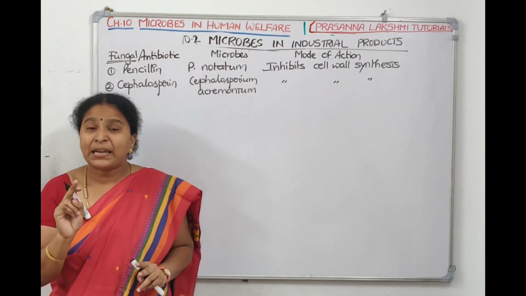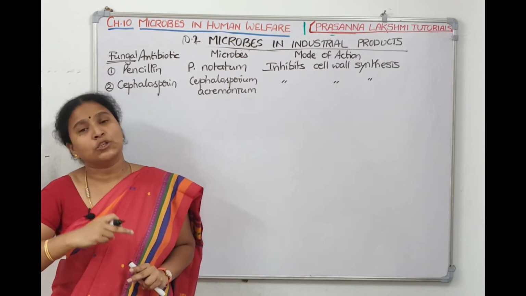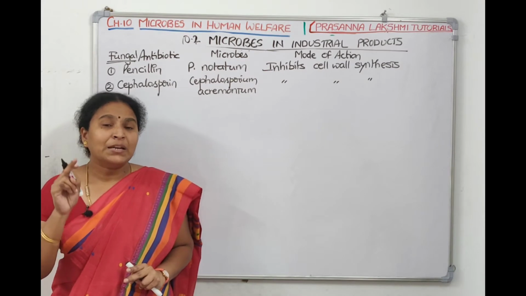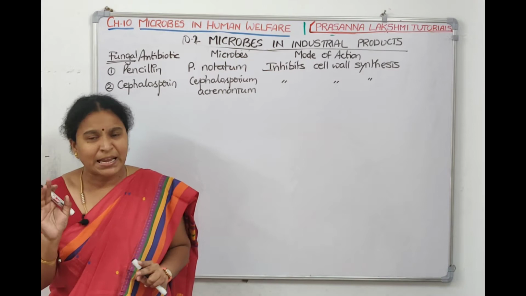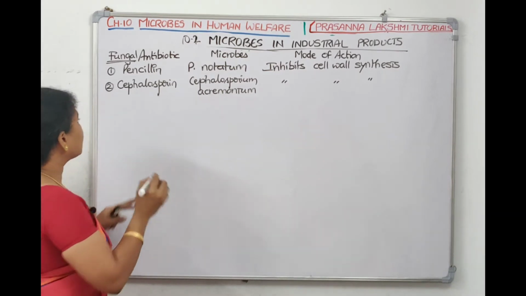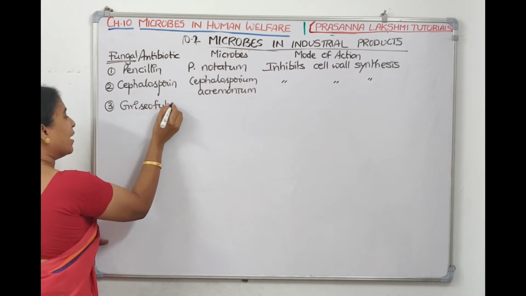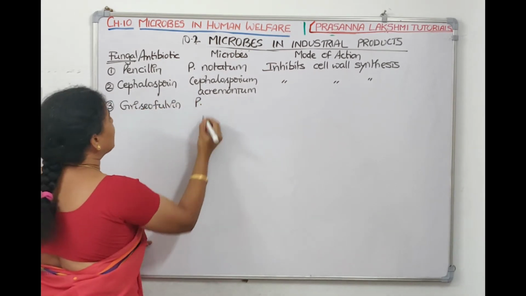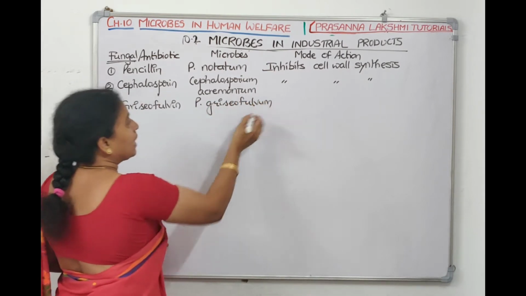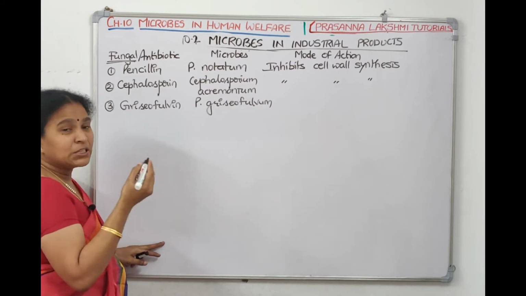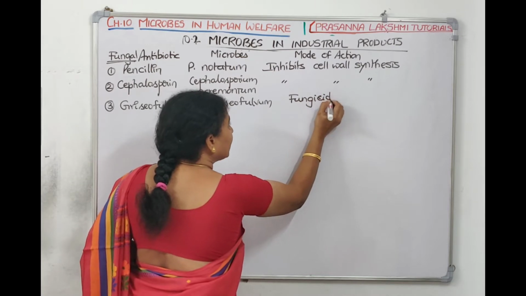The third antibiotic is griseofulvin, extracted from Penicillium griseofulvum. So what will it do? It is a fungicide, means it can kill other fungi. So let us write down the third antibiotic. Griseofulvin, extracted from Penicillium griseofulvum. And what is the mode of action? It is a fungicide. It kills fungi.